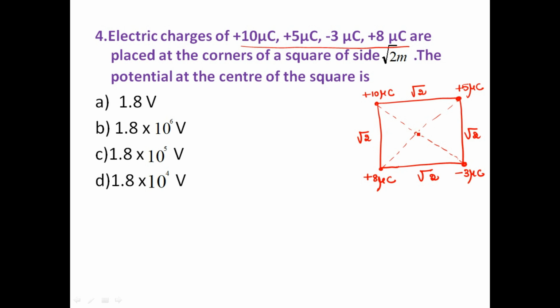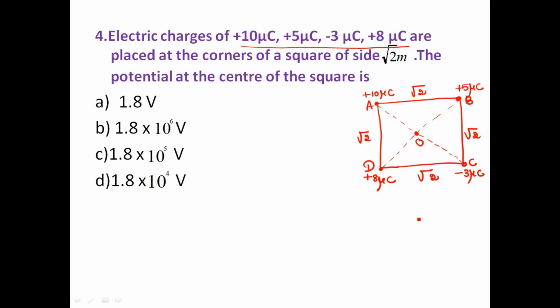Let us mark the center of the square as O. Since we know the measurement of each side of the square, we can find the measurement of half of the diagonal. First, let us find the length of the diagonal of a square, and that is by using Pythagoras theorem.